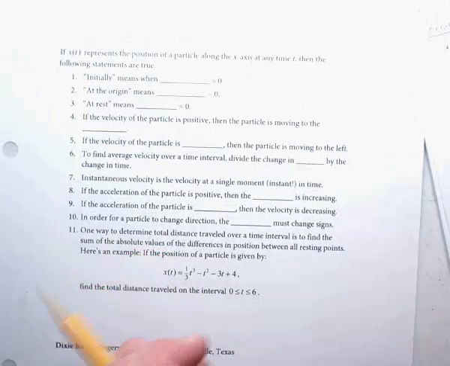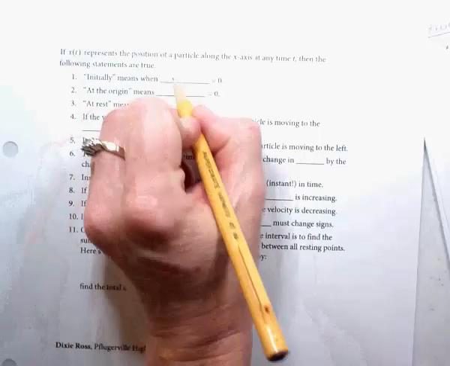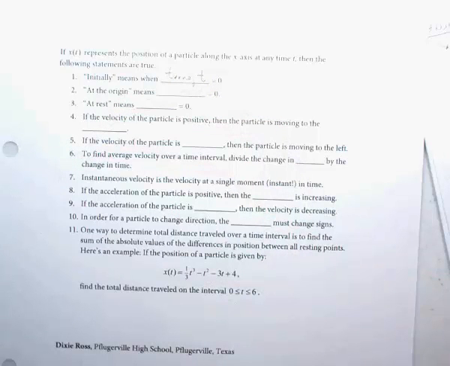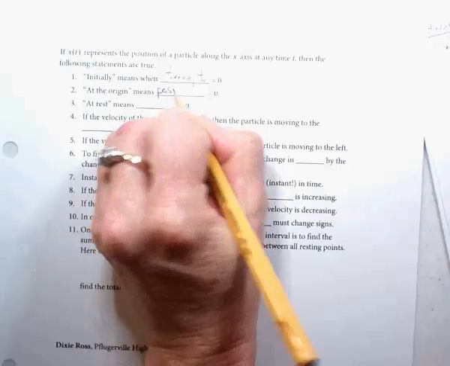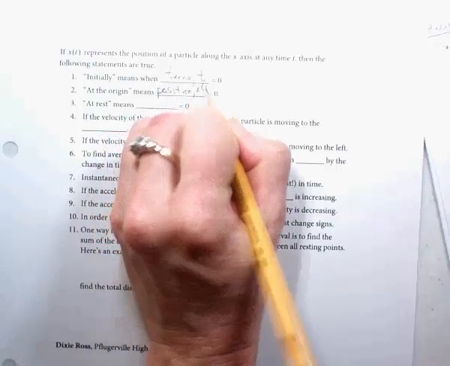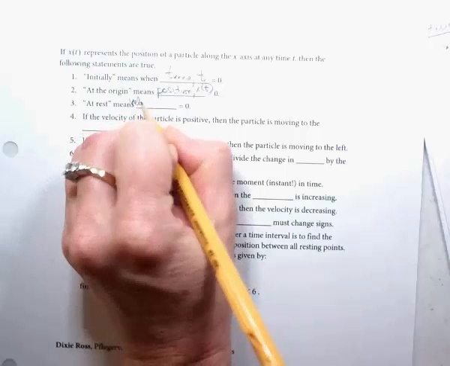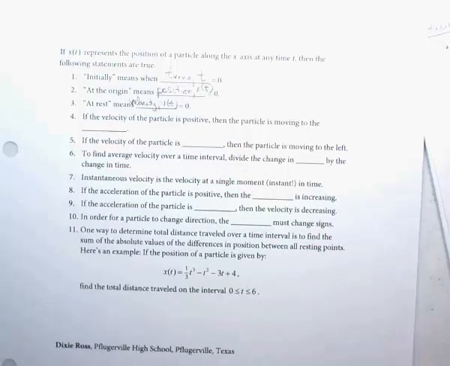If x of t represents the position of a particle along the x-axis at any time t, then the following statements are true. Initially means when time is 0. When I get started. When I start the clock. At the origin means my position is 0, or x of t is 0. At rest means that your velocity, or v of t, is equal to 0. So just some vocab, some definitions.